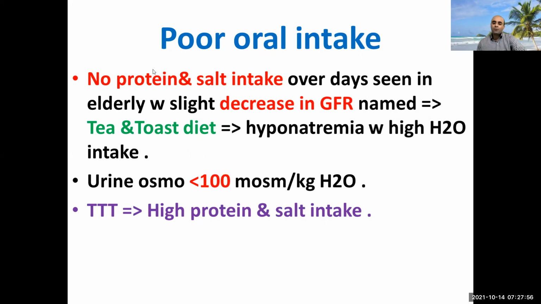Urine osmolarity for most of these patients will be found less than 100 milliosmol per kg water. What is the treatment of this elderly patient? High protein, high salt diet. Dietitian consultation to adjust this patient's diet for high protein and high salt intake.